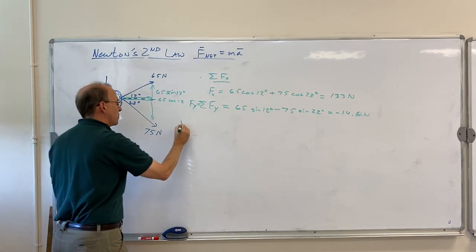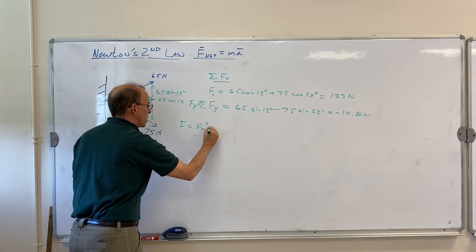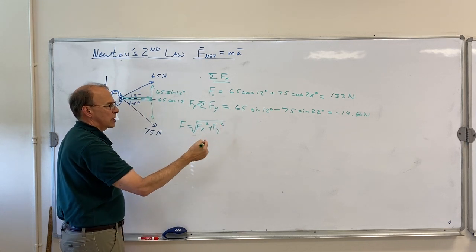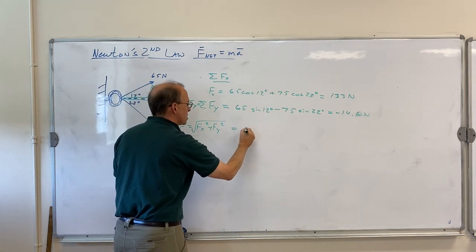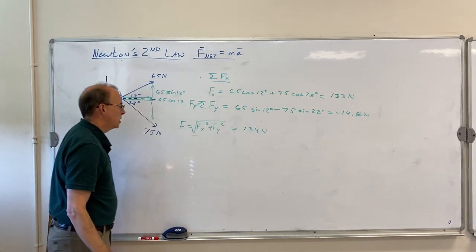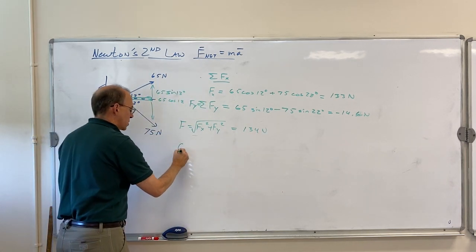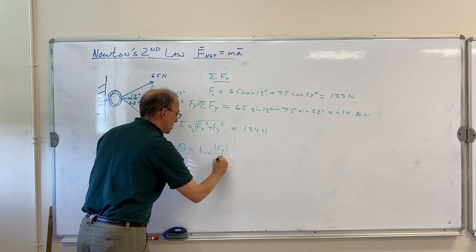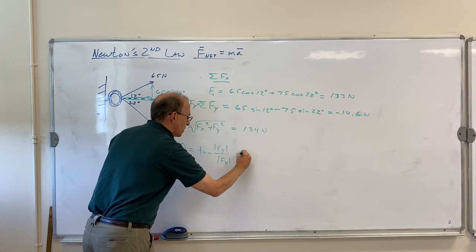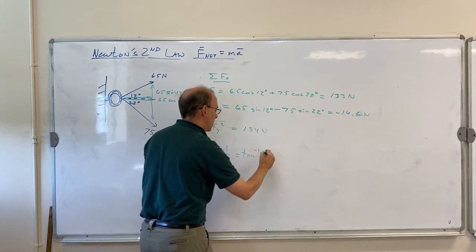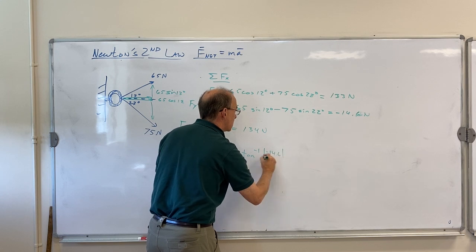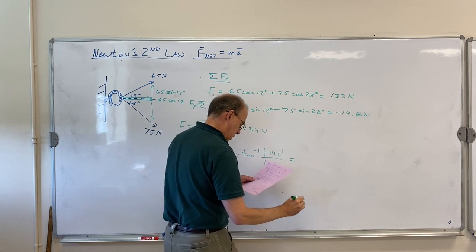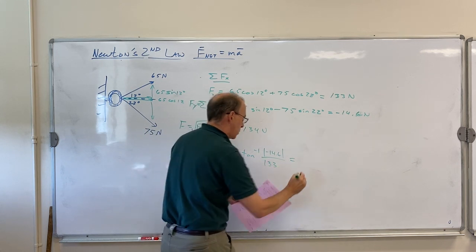So if I want to know the total force, F, it's the square root of Fx squared plus Fy squared. So it's the square root of 133 squared plus minus 14.6 squared. That just gives you 134 newtons, it turns out. If I want to know the angle of the total force, theta is inverse tangent of Fy magnitude over Fx magnitude. That's inverse tangent of 14.6 over 133. And that gives you 6.26 degrees.